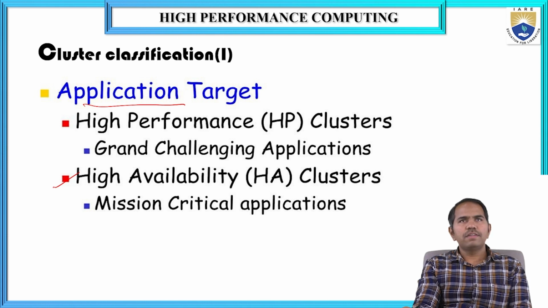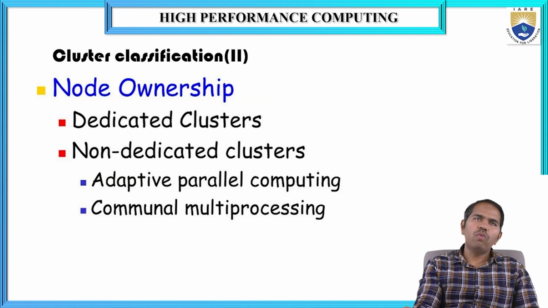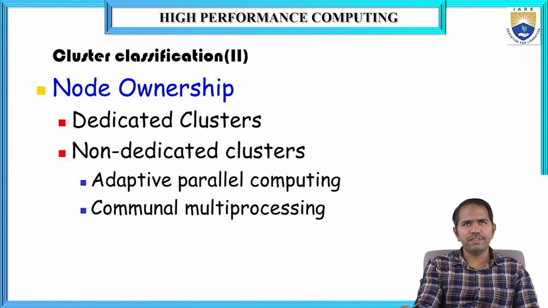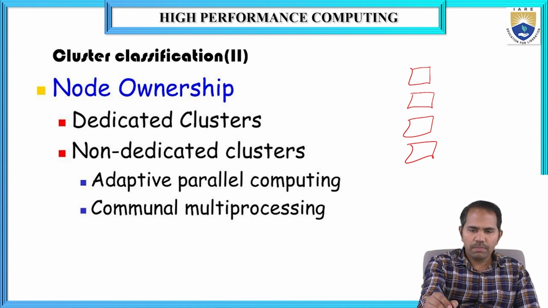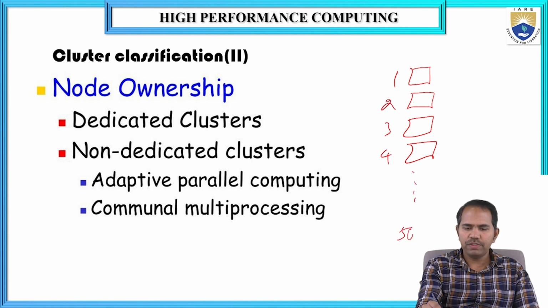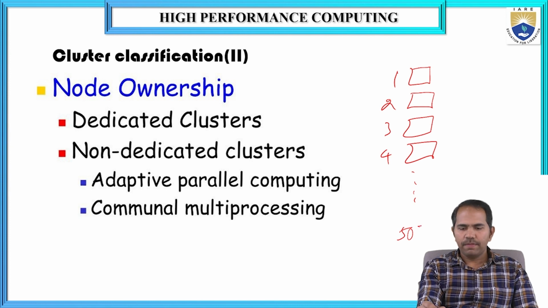Then the second type is node ownership. In a cluster, each system is taken as a node. Under node ownership, we have observed two classifications: dedicated clusters and non-dedicated clusters. Dedicated clusters use the node purely for a specific application or specific purpose. For example, these are the nodes: node number 1, 2, 3, 4. We have 50 systems in a cluster.